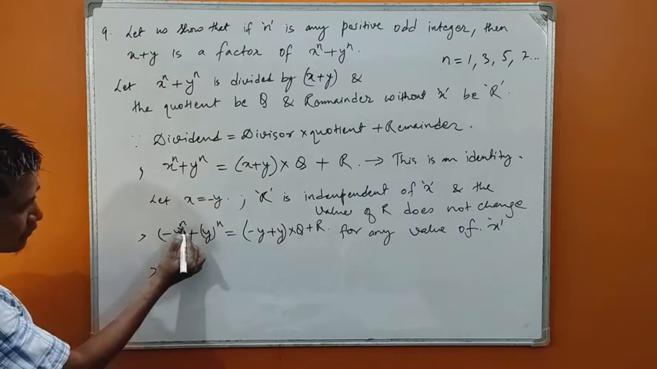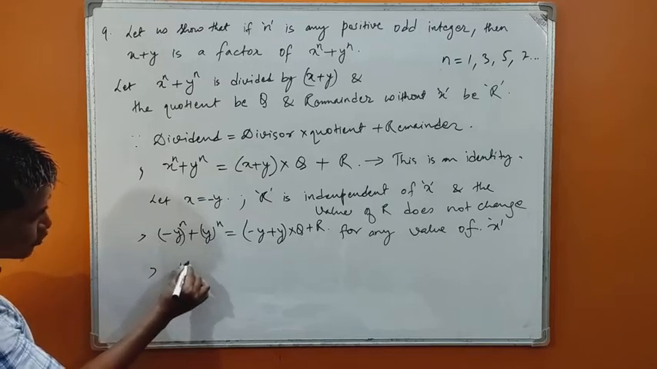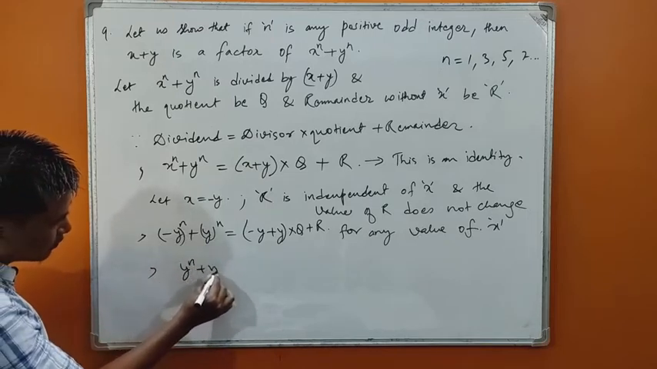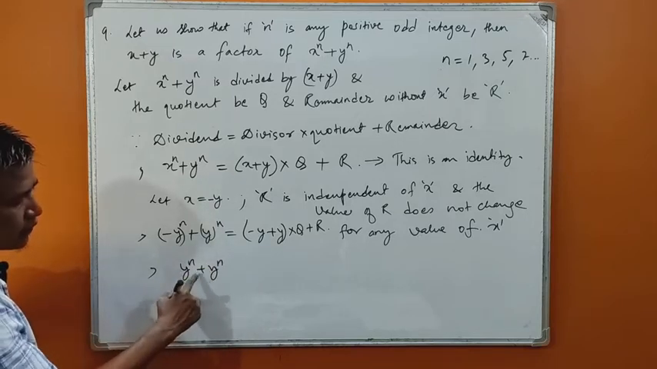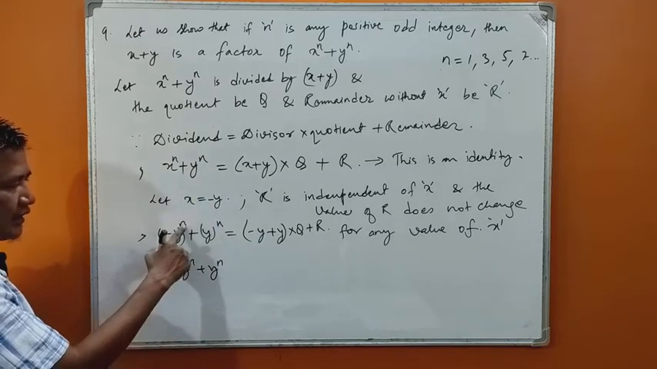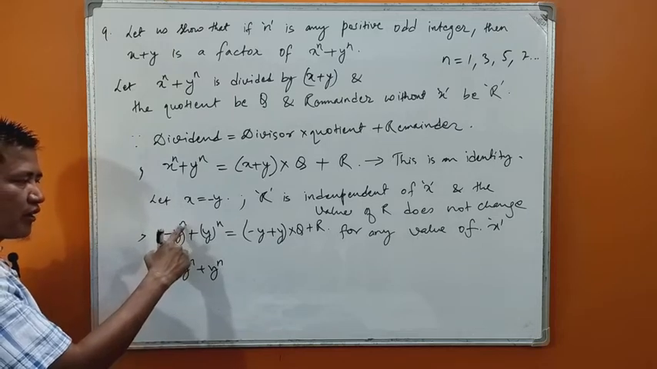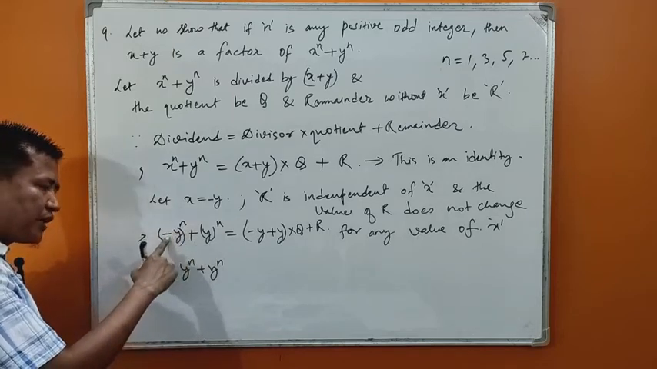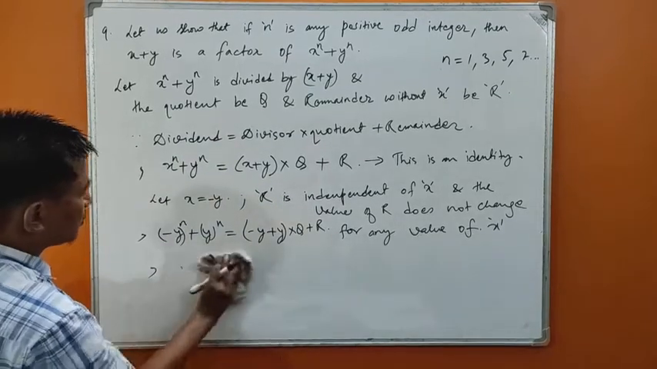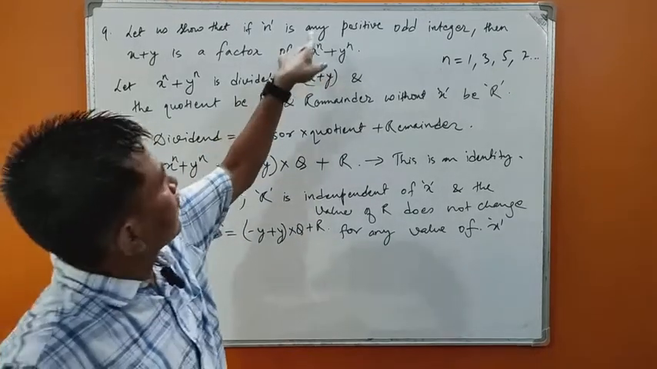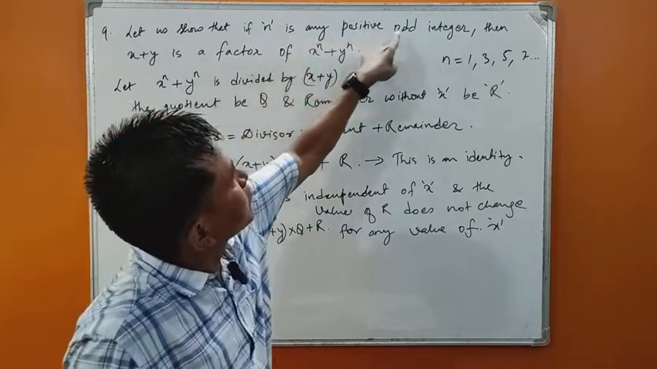Suppose this n is an even number, then the sign will change to y to the power n plus y to the power n. This will not subtract from each other, isn't it? Since n is a positive even number, this minus sign will change to plus. So in this question we are given that n is any positive odd integer.